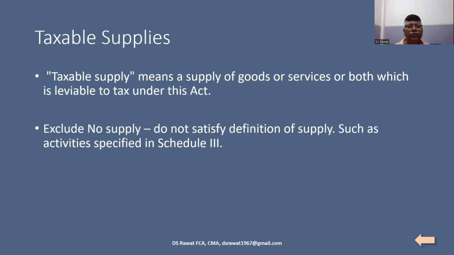Taxable turnover. Taxable supply means a supply of goods or services or both which is leviable to tax under this Act. It excludes no supply. No supply means any activity which is not a supply. In the GST Act, there is Schedule 3 which specifies activities which are not a supply, such as providing services by employees to the employer.